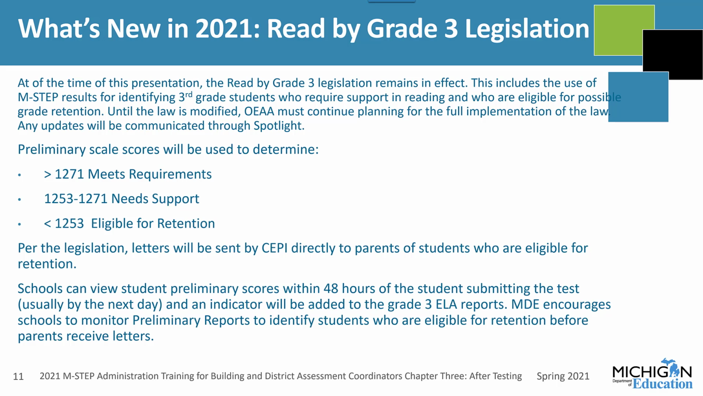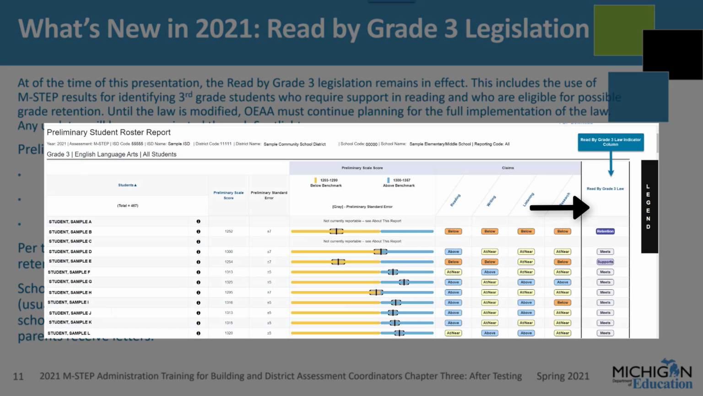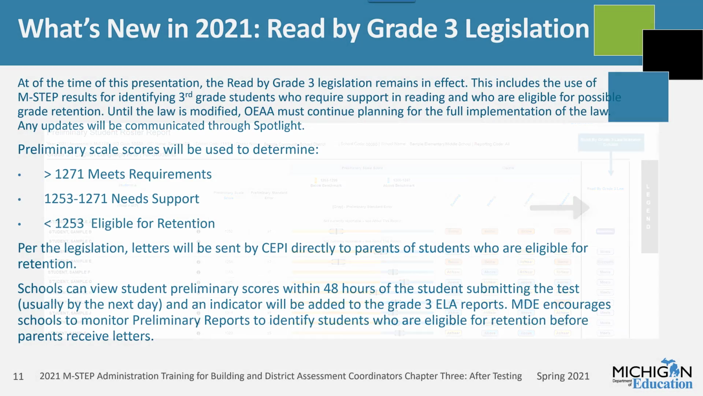Schools will be able to view student preliminary scores within 48 hours of the student submitting the test, and usually by the next day. There will be an indicator on the Grade 3 ELA reports so that schools can monitor the preliminary reports to know which students are eligible for retention before parents begin receiving their letters. Be sure to monitor your preliminary reports as they come in so you are aware.